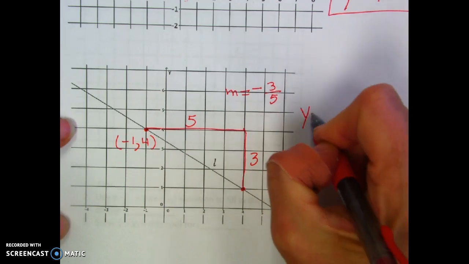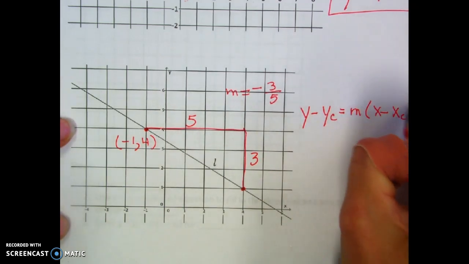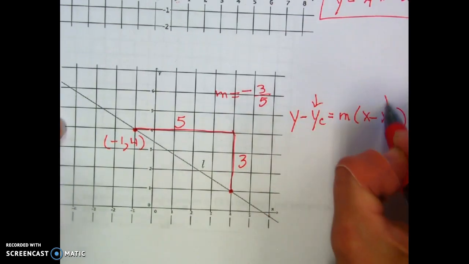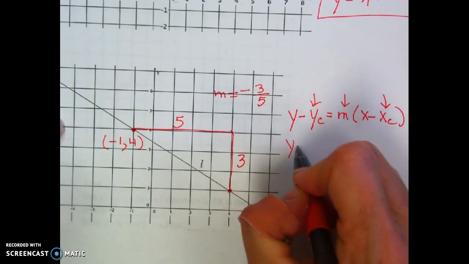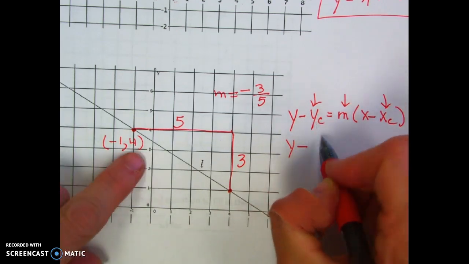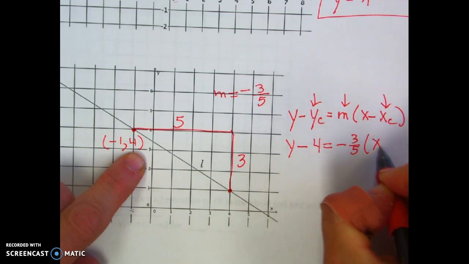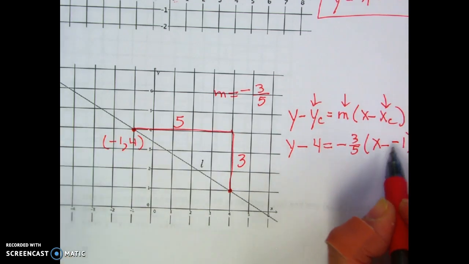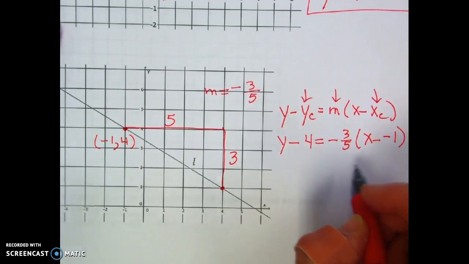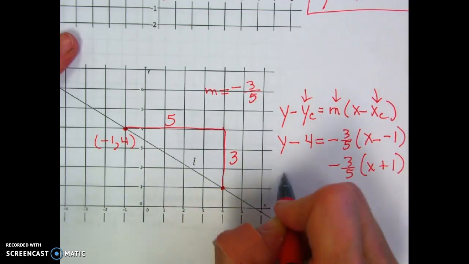Now I use my equation to substitute in. This is going to be my x and y coordinates. This is going to be my slope. So y minus the y coordinate would be 4. Slope is negative 3/5. x minus the x coordinate is -1. What happens when I have two negatives? That should be simplified to a positive inside of there.